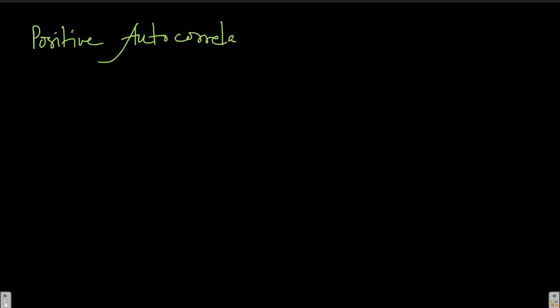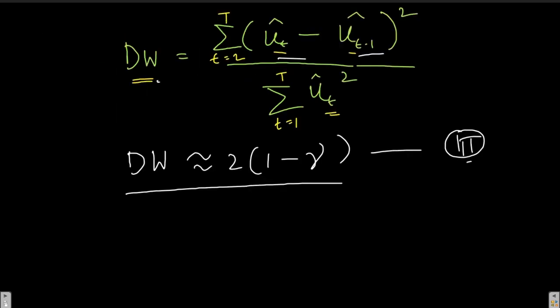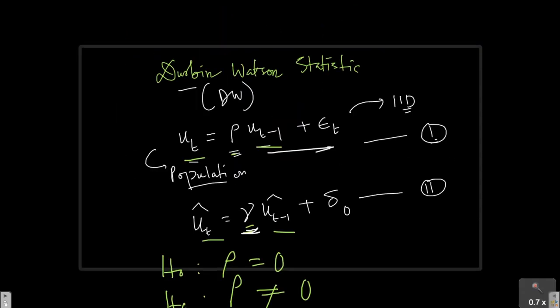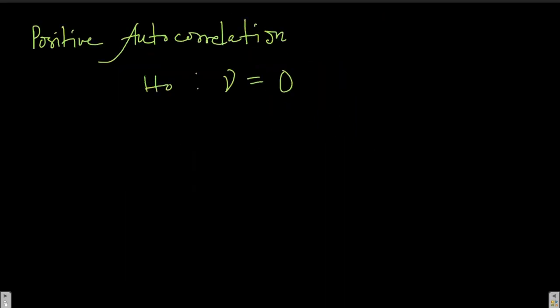For positive autocorrelation, what would be our null hypothesis? The null hypothesis H naught is that gamma is equal to 0, so there is no correlation between the errors for the tth period and the t minus 1th period. We remember we have already introduced this equation here. The alternative hypothesis is that gamma is greater than 0. So for positive autocorrelation, gamma needs to be positive, right?